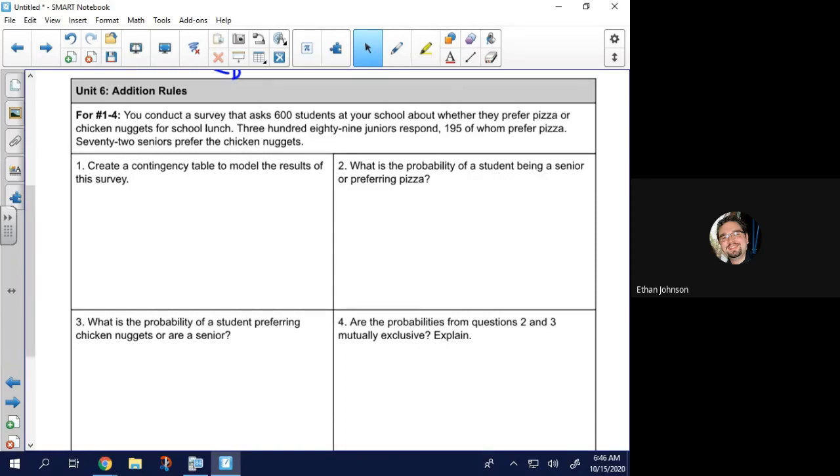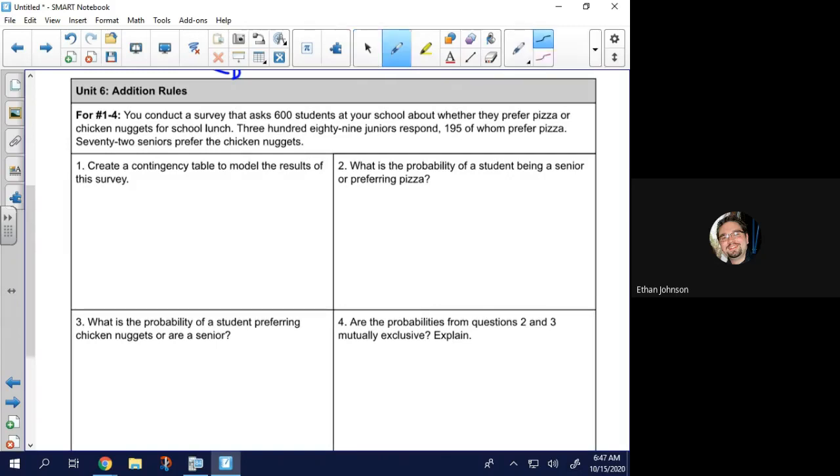So starting off, it says, for problems 1 through 4, you conduct a survey that asks 600 students at your school about whether they prefer pizza or chicken nuggets for school lunch. 389 juniors respond, 195 of which prefer pizza. 72 seniors prefer chicken nuggets. So I know our two categories are students, juniors and seniors, and then food, chicken nuggets or pizza.